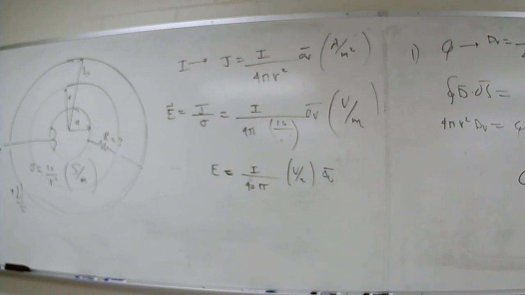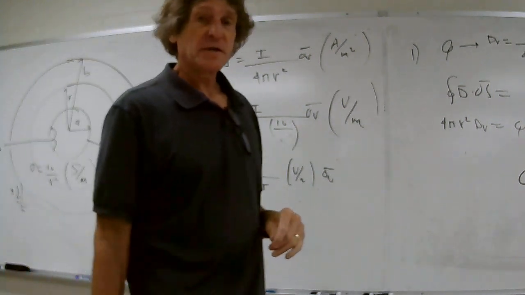Finally, to get the resistance R_AB, it's V_AB over I. There's I, get rid of the I. You get B minus A over 40 pi, and that would be ohms. And that's it. Y'all agree with this? So that was it in a nutshell.